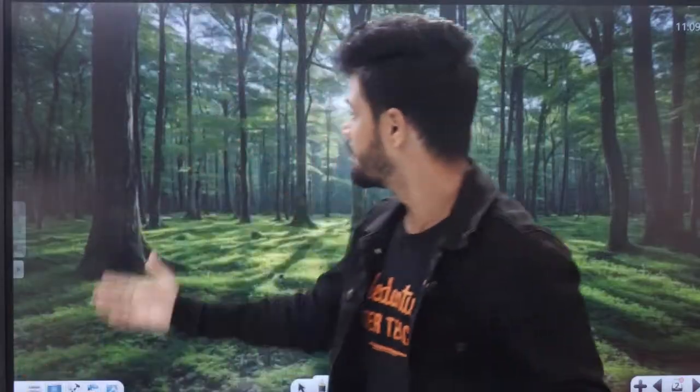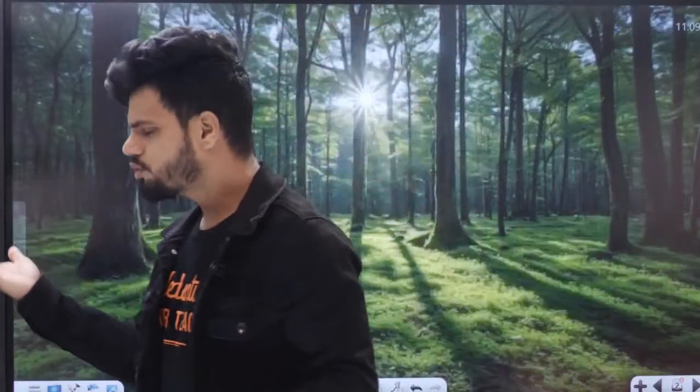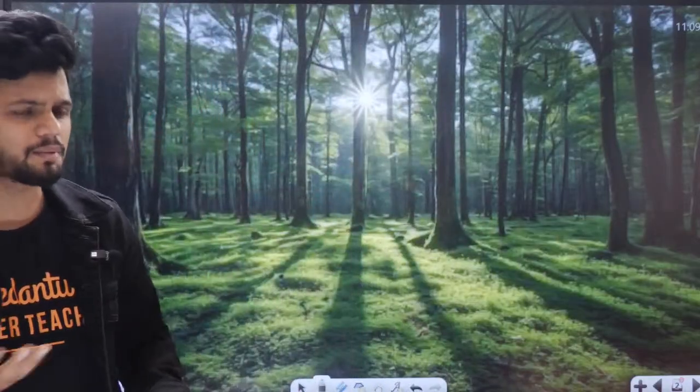Now, I'll give you a scenario. Imagine you're walking into a forest. This is a forest right here. When you walk into a forest, you notice trees, you notice soil, you notice water, you notice insects, you notice birds, you notice any type of microbes. Obviously, you can't see microbes and all, but yeah. So when you go to a forest, you notice each and every component in an area.